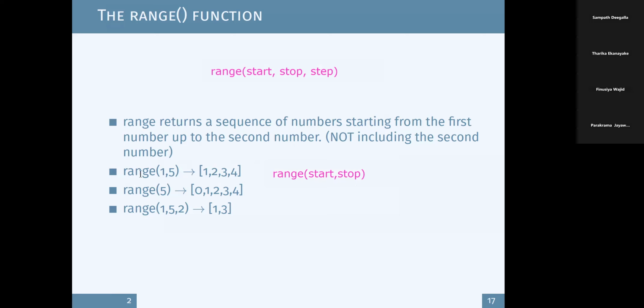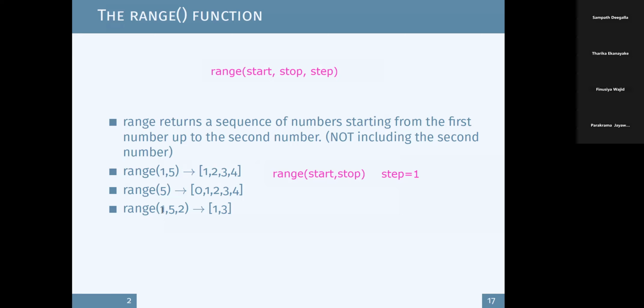Right? So what it means: here, one is the start value, and five is the stop value. So when I say range(1, 5), it starts with one, and the default step will be one, because we didn't specify a step here. In other words, we can say step is one. So in this case you will have a set of numbers: 1, 2, 3, 4. Remember, 5 is not included. We can say it goes up to the second number, but it's not included. So if you specify range(1, 5), we have 1, 2, 3, and 4. These are the range of numbers.